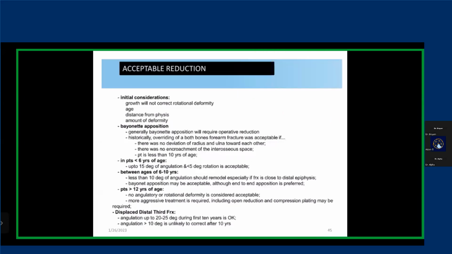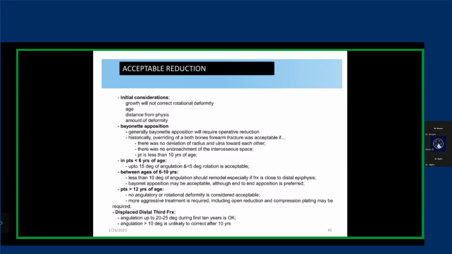I will not go through all of this, but it's important to note that we take into account the child's age when we decide what an acceptable reduction is, because remodeling potential varies with age. The older the child is, the less remodeling potential they have. In addition, where the fracture is also matters. The closer it is to a joint or the growth plate, the higher the remodeling potential. If the fracture is in line with the adjacent joint motion, chances of remodeling are higher. So we take all of this into consideration.